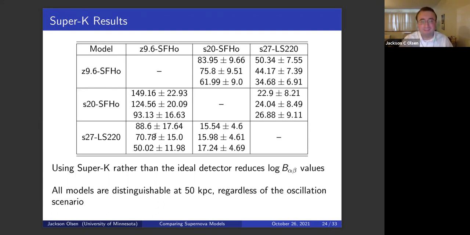But still, at 50 kiloparsecs with the Super K detector, all of these various scenarios, all of these different pairs can be distinguished. They're all at least 2 standard deviations away from this threshold value of 5, and they can be distinguished regardless of the oscillation scenario.